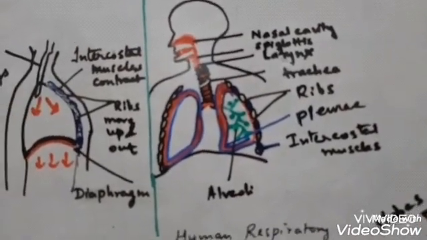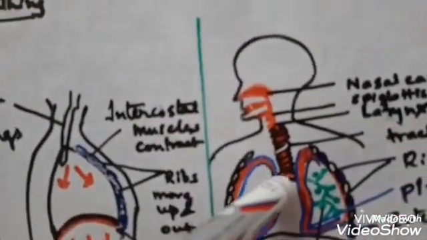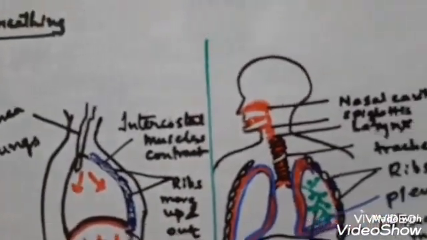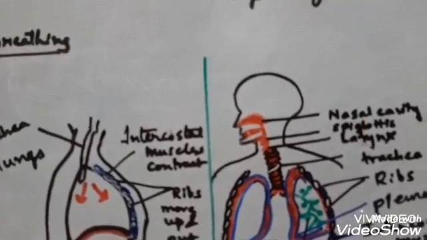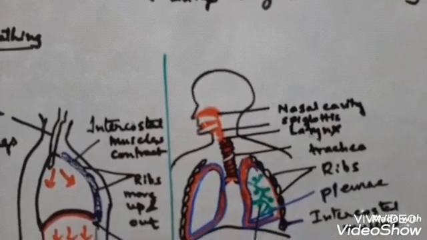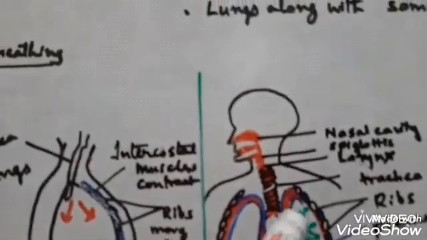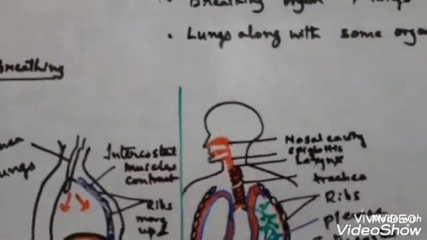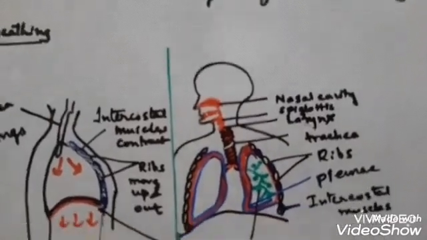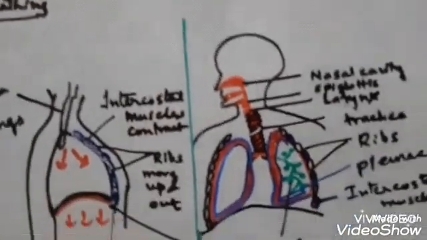Next come bronchi and bronchioles. You see, this trachea is further divided into two branches. This is one branch, this is another branch. These two branches are called bronchi, B-R-O-N-C-H-I. Bronchi is the plural form of bronchus. Clear? So these are two bronchi. The bronchi further divide into bronchioles. The bronchi enter the lungs and are divided into various bronchioles.